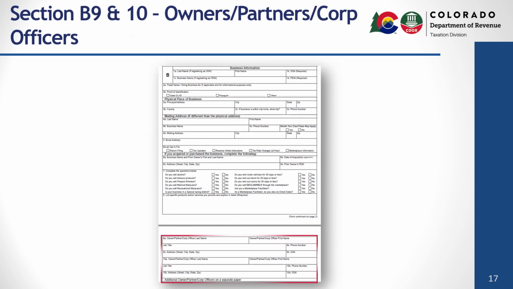In sections B9 and 10, type or print the name, title, social security number, phone number, and home address of each owner, partner, or corporate officer of your business. If there are more than 2 owners, attach a separate sheet and provide the same information for the additional owners. For a partnership between corporations or limited liability companies, list each legal name, address, and social security number separately.